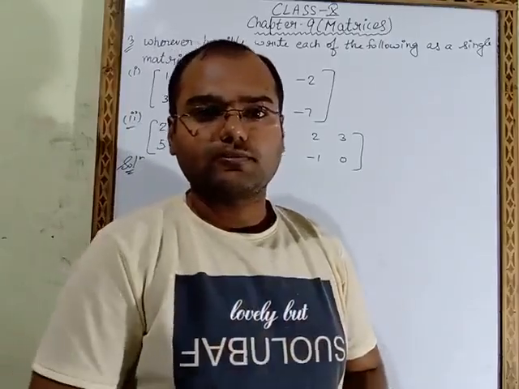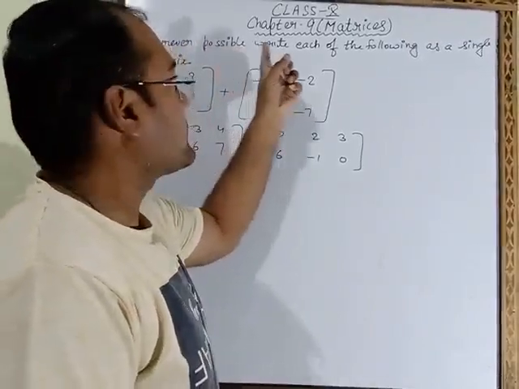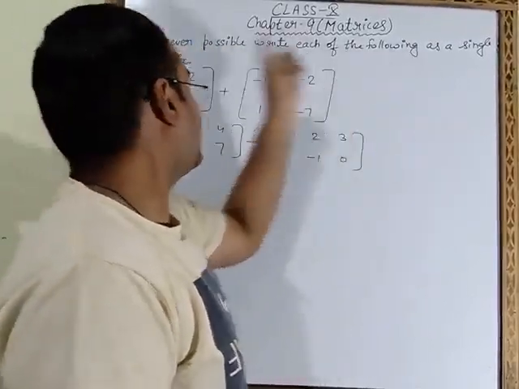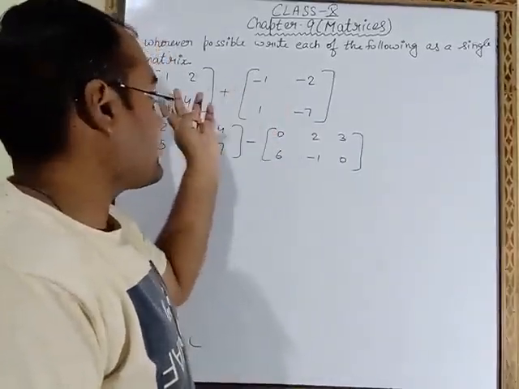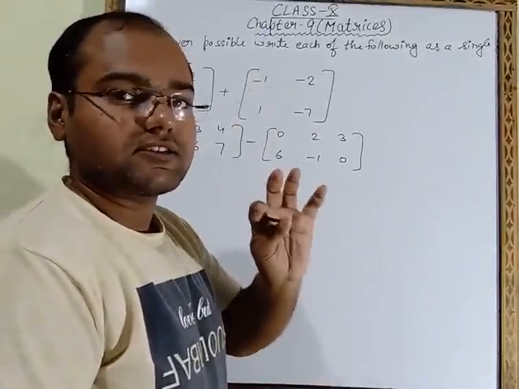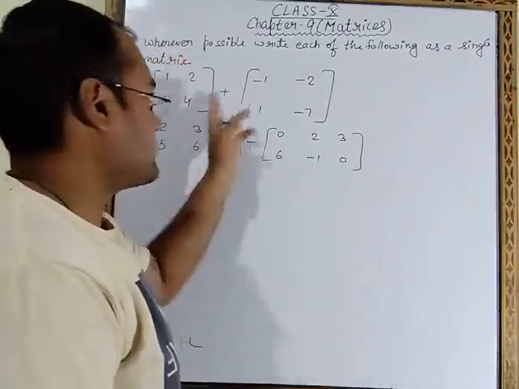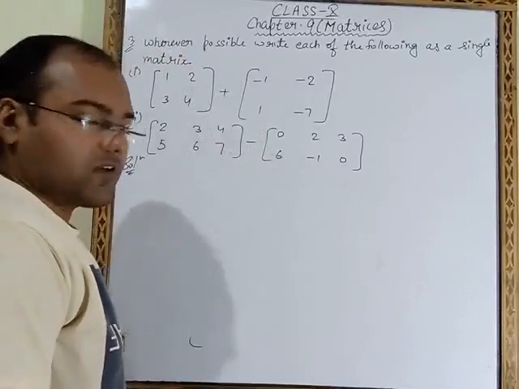Now see the next question. The question is, wherever possible, write each of the following as a single matrix. Two parts are there. Wherever it is possible to add, there we have to add them and write as a single matrix. So this is the first part and this is the second part. So now what you have to do.